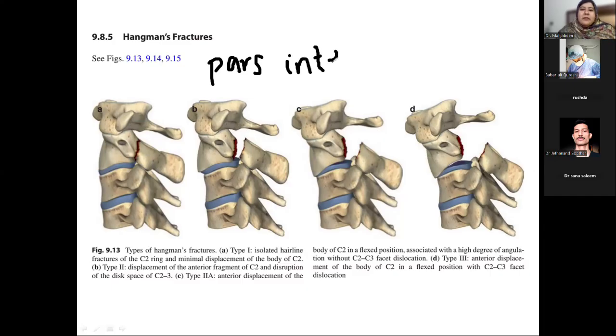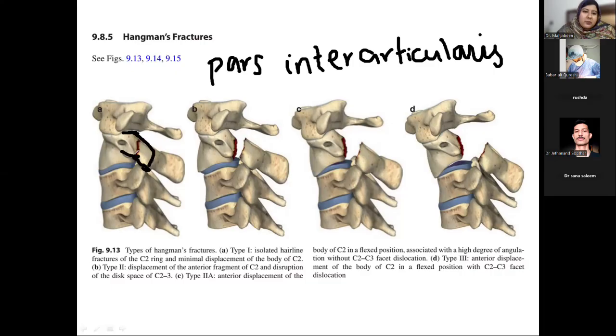Basically, there are two facets. There is a superior articular facet, right? And there is an inferior articular facet. So the part of the bone which is between these two facets is known as pars interarticularis. Roughly, this is the superior articular facet, the inferior articular facet. So this part of the bone is known as the pars interarticularis.